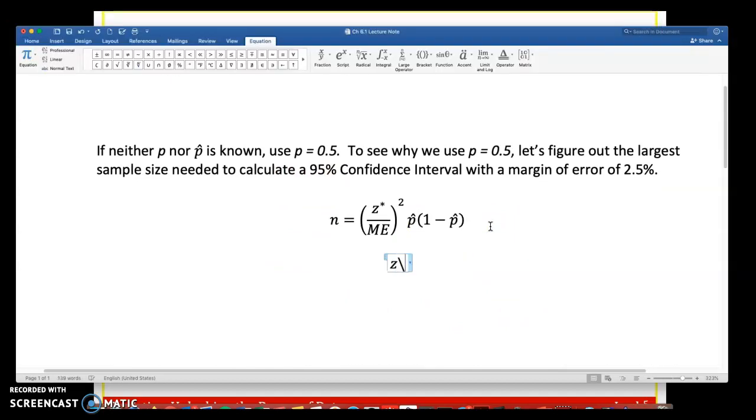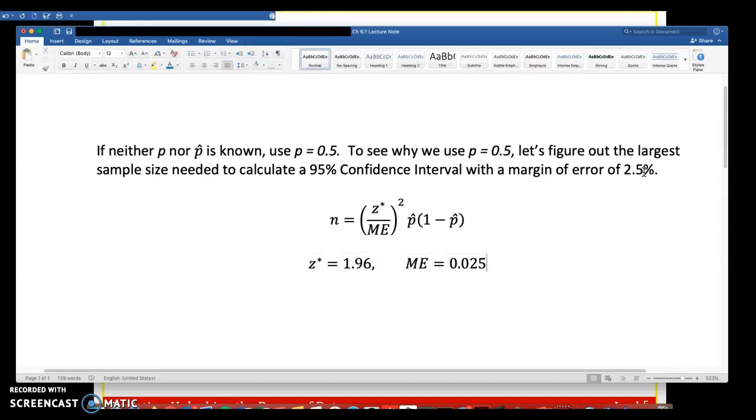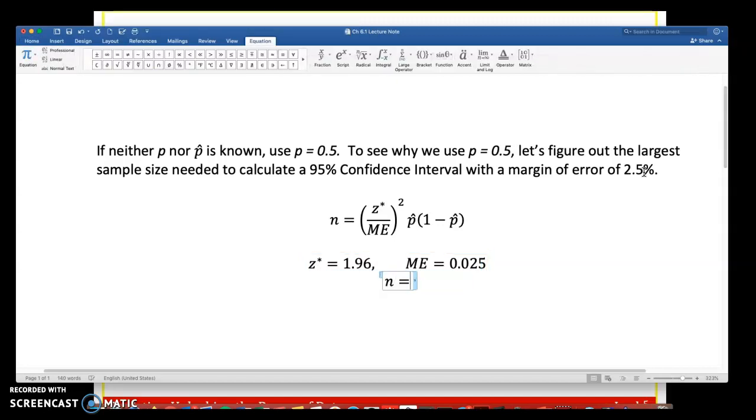All right, so first thing to note, z star, if we're doing a 95% confidence interval, is 1.96. And the margin of error we're given to be 2.5%, so to convert that to decimal, 0.025. So we've got our given information. If we just plug that in the formula, we would get n equals (1.96 over 0.025) squared, p hat times 1 minus p hat.